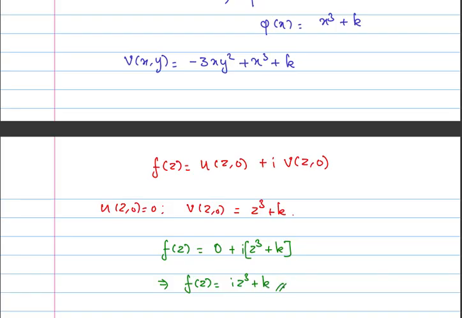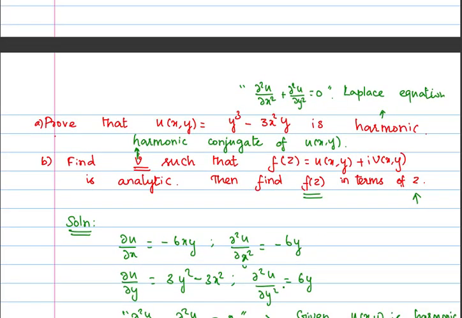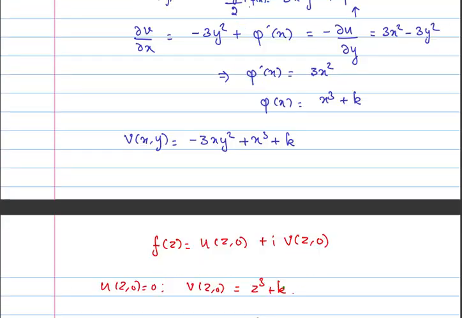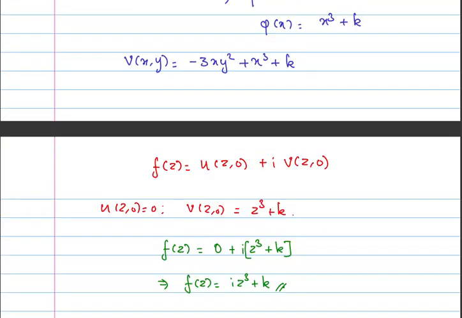I hope you understand how to prove that a function is harmonic, and how to find the harmonic conjugate of the given function using the CR equation. Finally, if you know the real part u of x comma y and the imaginary part v of x comma y, you can construct the function f of z in terms of z using this formula: u of z comma 0 plus i times v of z comma 0.